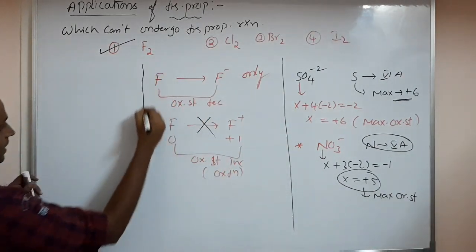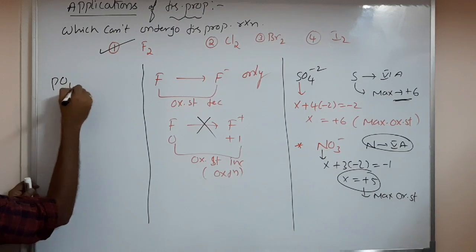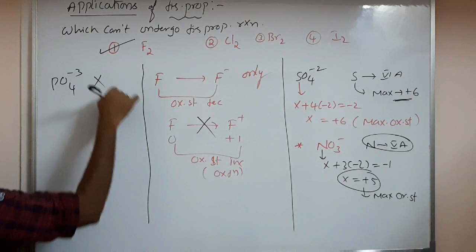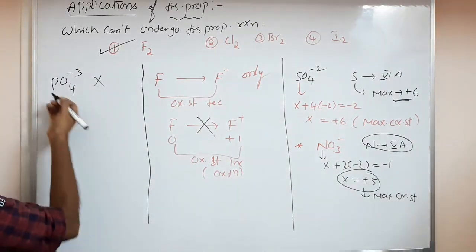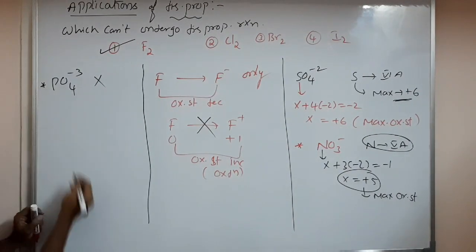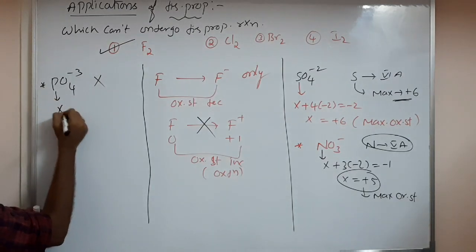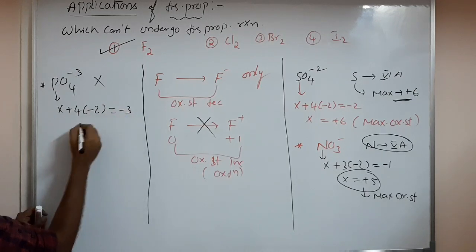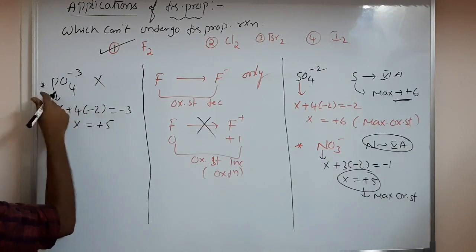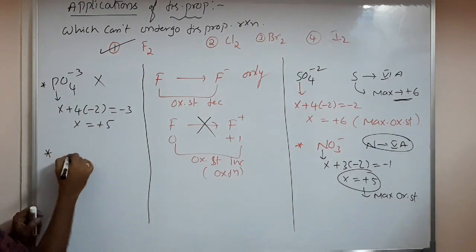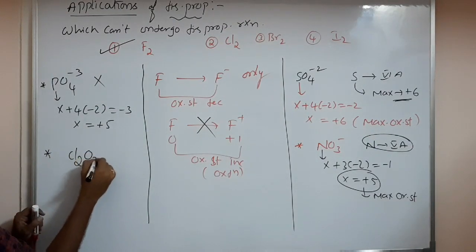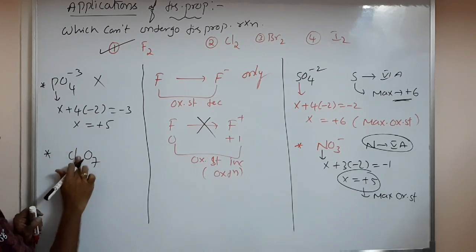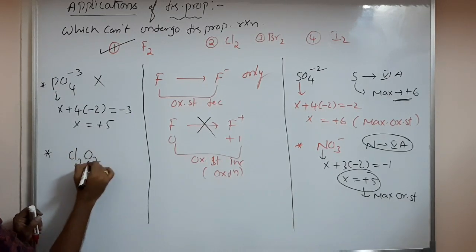A few more examples: PO4 minus 3. This cannot undergo disproportionation because phosphorus has the maximum oxidation state. You can check: x plus 4 into minus 2 is equal to minus 3, so x equals plus 5. Phosphorus is also in the fifth group. Like that. Then Cl2O7, I'll take this example.